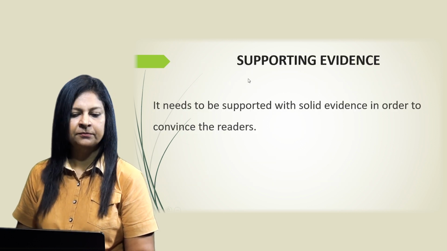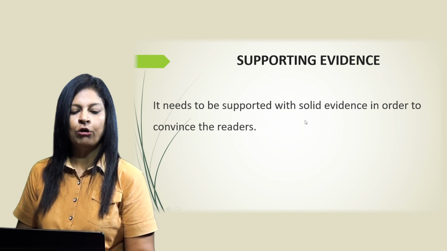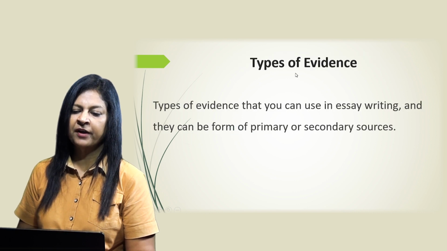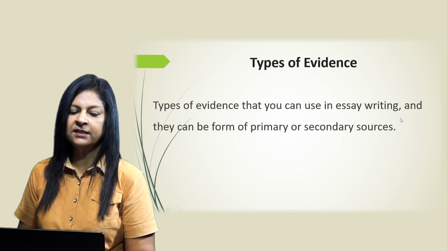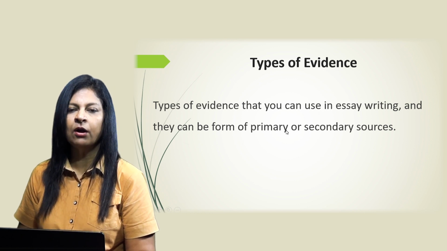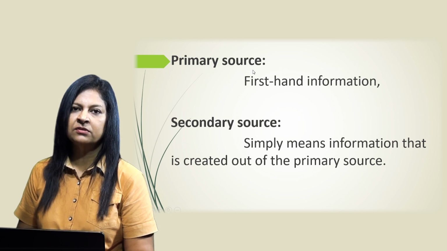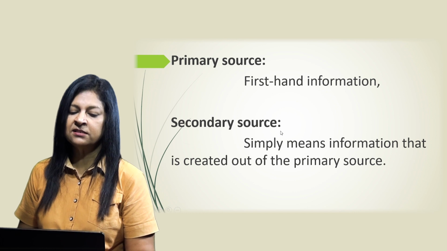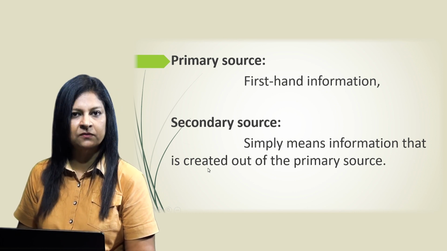Supporting evidence. It needs to be supported with solid evidence in order to convince the readers. Types of evidence that you can use in essay writing can be in the form of primary or secondary sources. Primary source, first-hand information. Secondary source simply means information that is created out of the primary source.